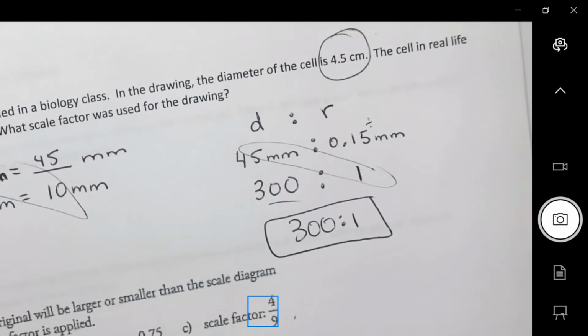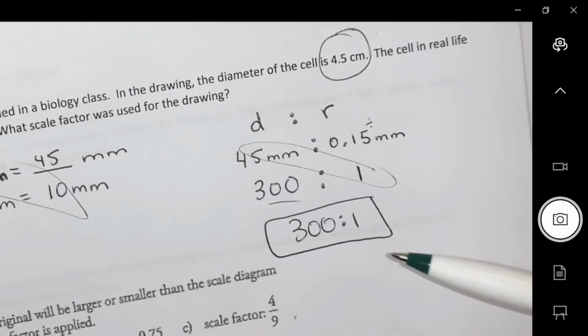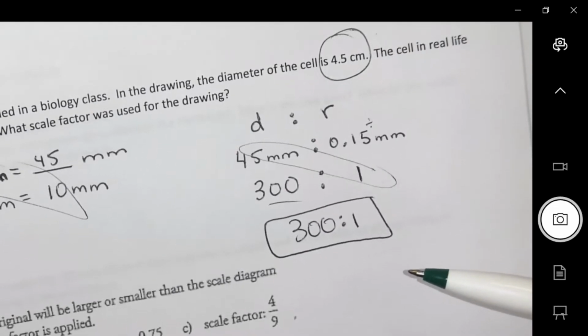So you always are going to ask yourself, which one should I make a 1? So the smaller one you turn into a 1, whatever one's smaller. So does this look right? The scale is 300 to 1. So remember how small a cell will be in your body? It's blown up 300 times in the picture that you're drawing on the paper.